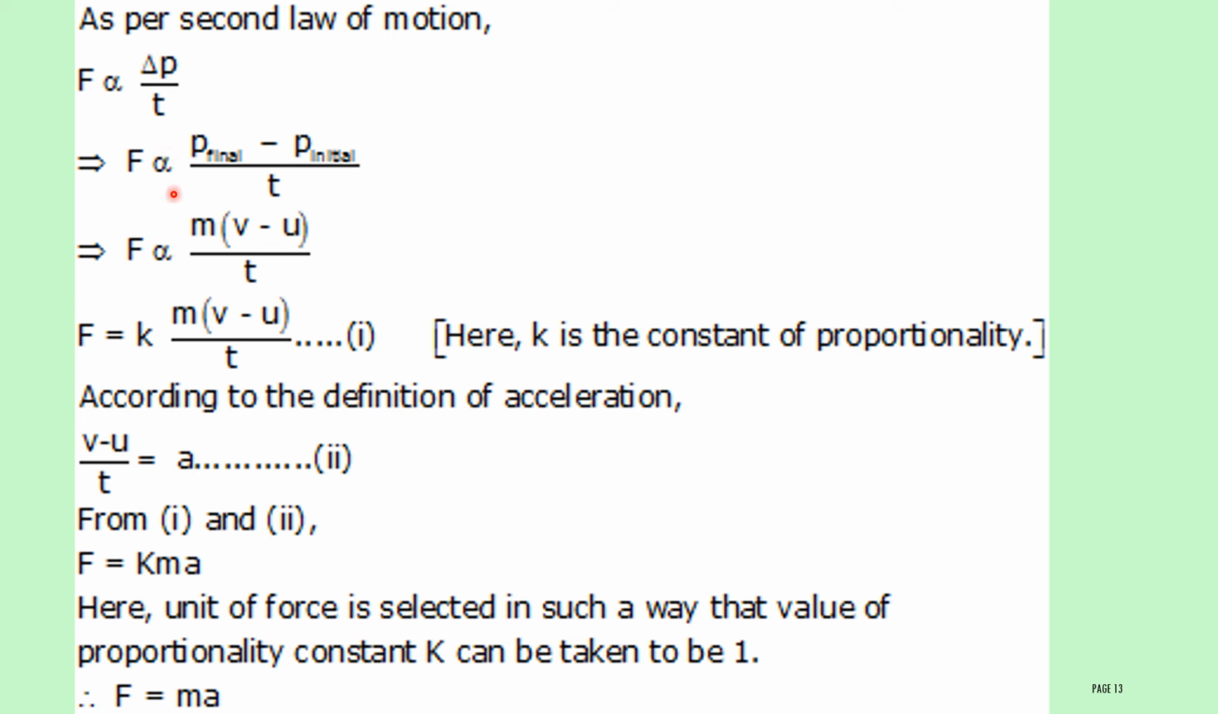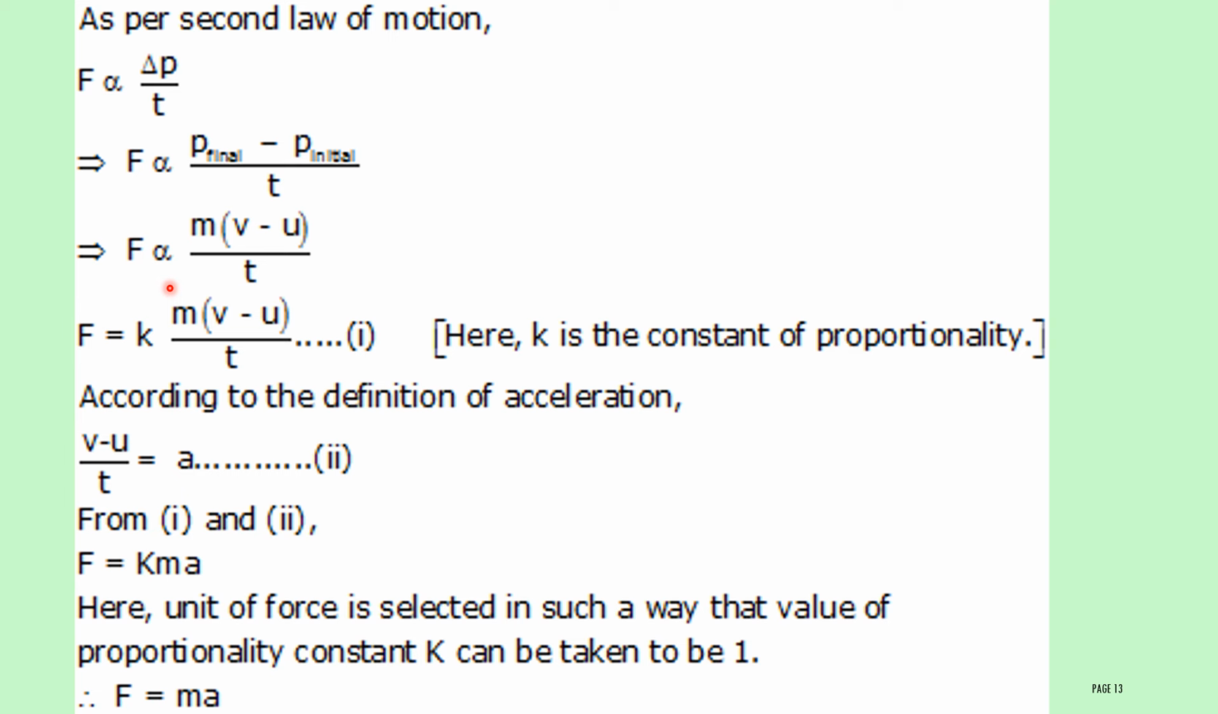F is directly proportional to final momentum minus initial momentum divided by t, because change in momentum is nothing but final momentum minus initial momentum. You know the value of P is equal to m into v. Therefore, final momentum is m v minus initial momentum m u. Take m as common, then we get m into (v minus u). Therefore, F is directly proportional to m into (v minus u) divided by t.